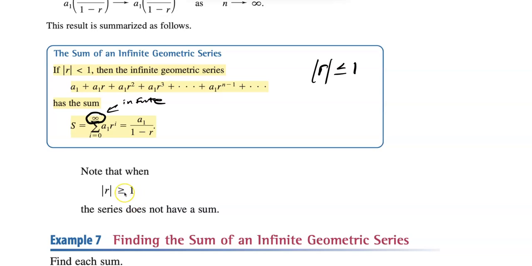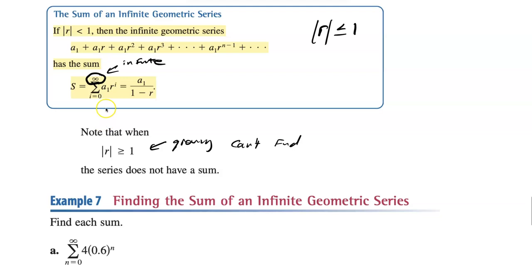If r is getting bigger, you can't find it. This is growing. If it's growing, you can't find it, because it's getting too big. It's going to be infinity. But if it's getting smaller, that means it's getting closer and closer to 0, and you can find the infinite sum. So a couple of things, right? This is a formula, very simple: a1 over 1 minus r. It only works when two things are true: it has to go to infinity, and your r, the thing to the power, is less than 1.